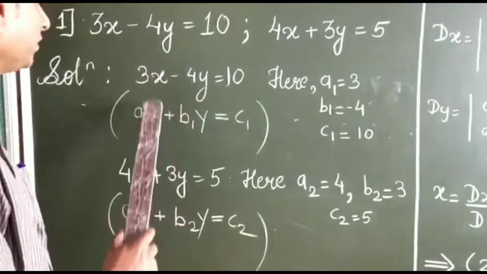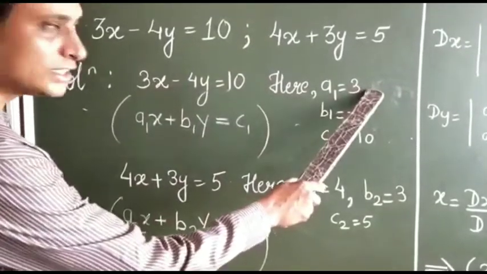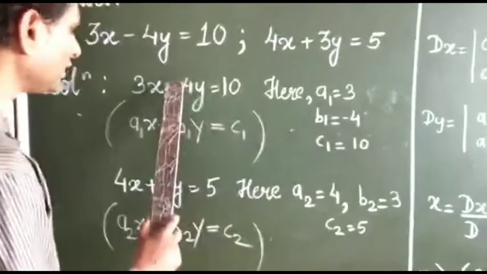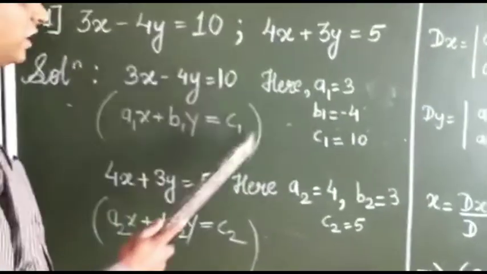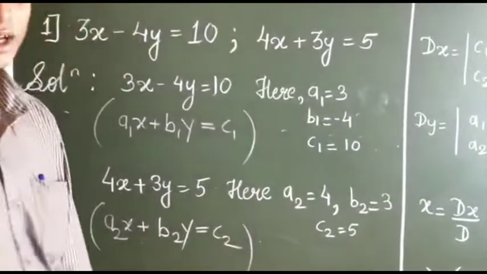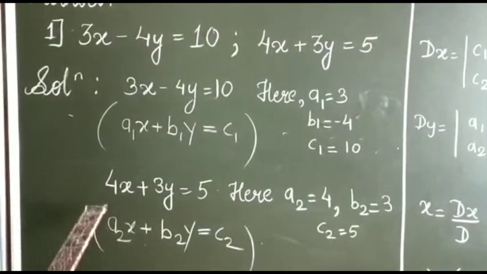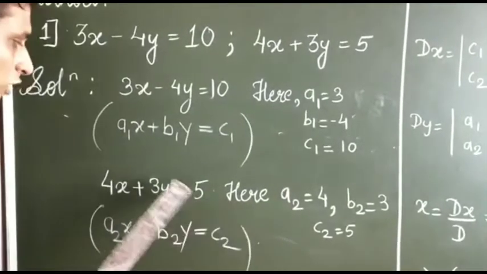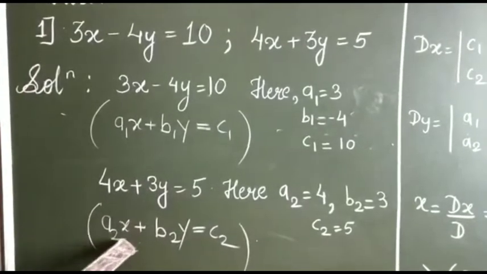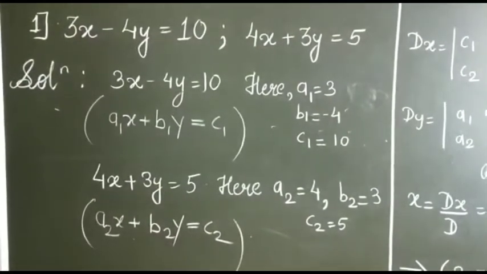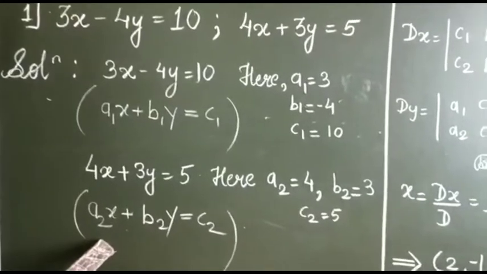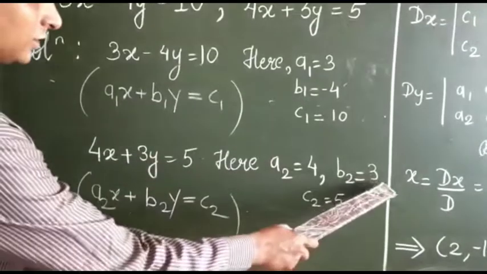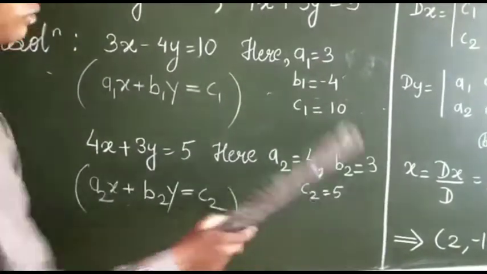So what is the value of a1? The a1 value is 3, b1 value is minus 4 because the sign is minus, and the constant c1 value is 10. Similarly, for the other equation 4x plus 3y is equal to 5, we also compare this equation to a2x plus b2y is equal to c2. So what is the value of a2? The a2 value is 4, b2 value is 3, and c2 value is 5.